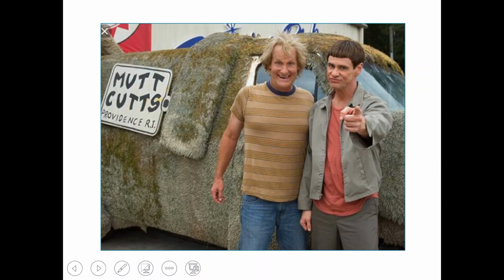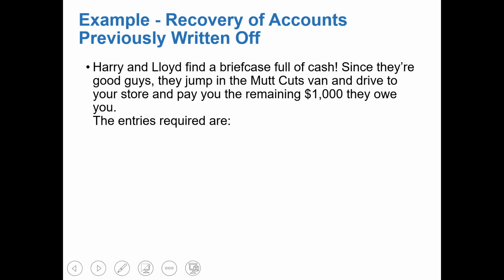So good old Lloyd and Harry, they're really great guys. They actually find a briefcase full of cash. Since they're these good guys, they jump in their Mutt Cuts van and they drive to the store and they pay us the remaining $1,000 that they owe. So we need to go ahead and record this recovery of the bad debts, or recovery of the amount that was previously written off. So as I said, we do this in 2 steps. The first entry is done to reverse the write-off.